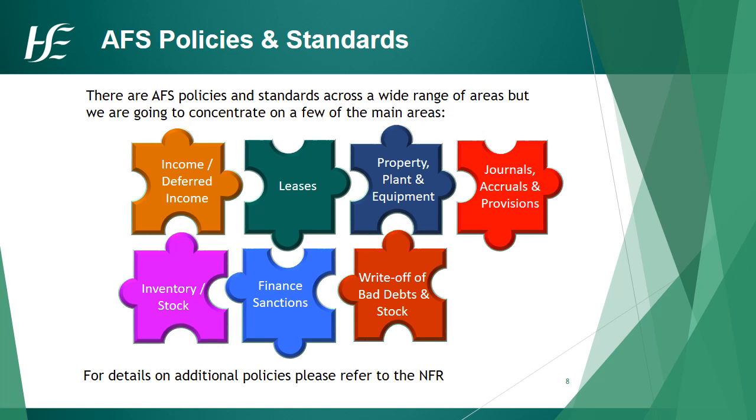As previously mentioned, we will address income recognition and deferred income, leases, property, plant and equipment, inventory and stock policy and stock takes, finance sanctions and their application in the write-off process, write-off of bad debts and stock, and finally journals, accruals and provisions, which are a key part of the accounting process. So let's move on to the first topic, income and deferred income.